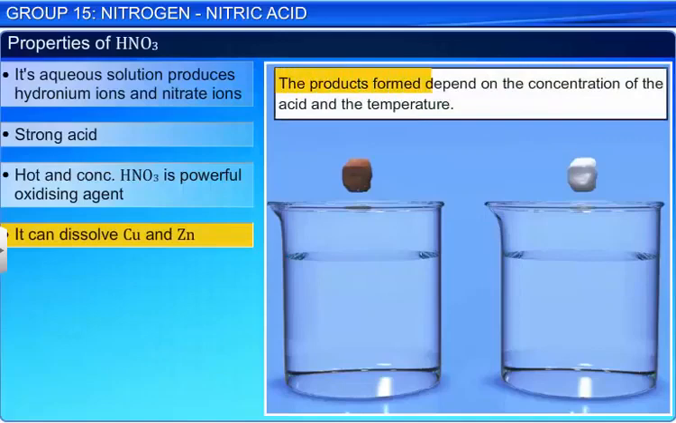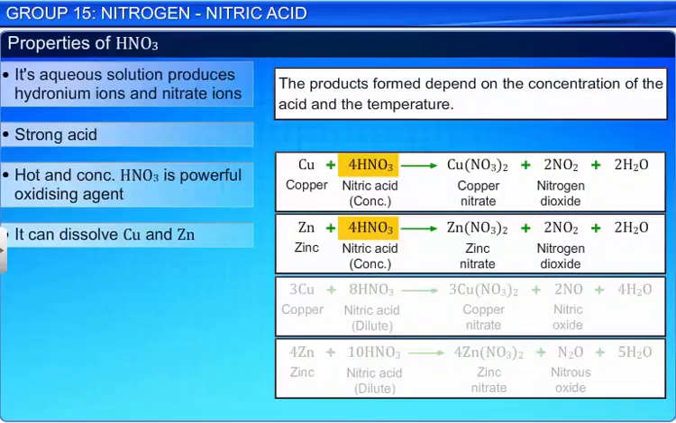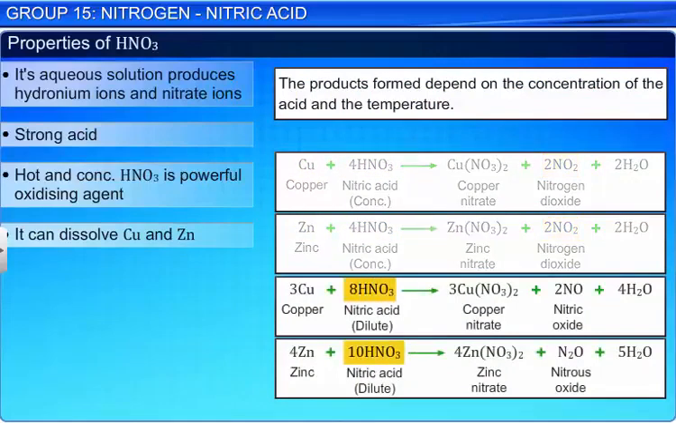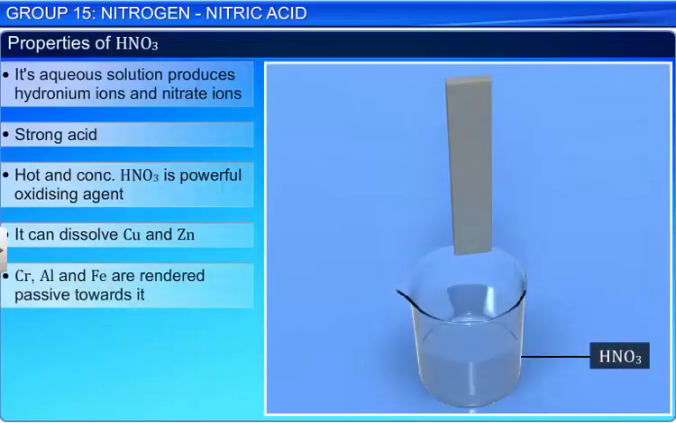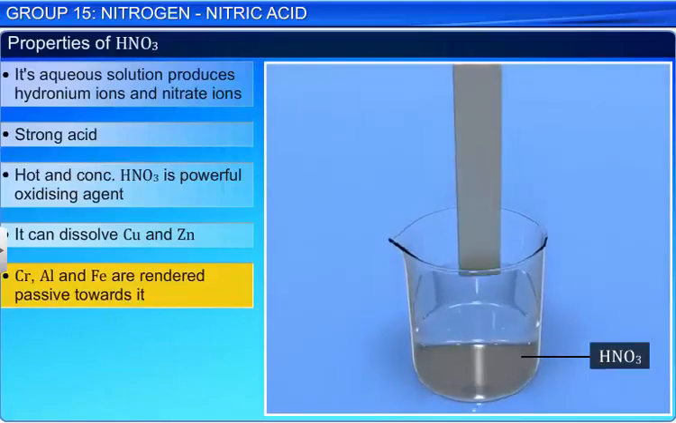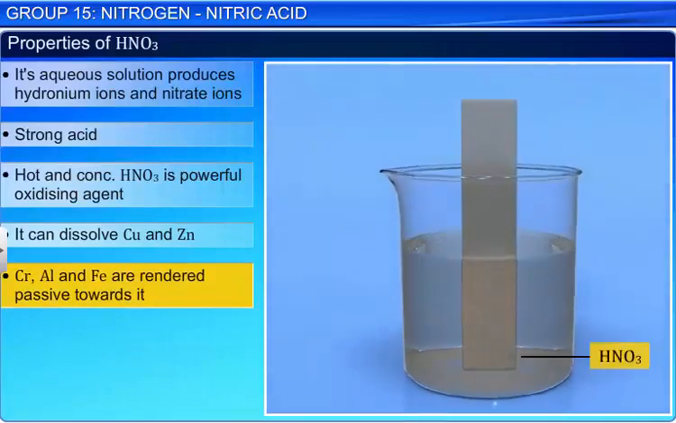The products formed depend on the concentration of the acid and the temperature. Concentrated nitric acid reacts with copper and zinc to give nitrogen dioxide. Dilute nitric acid reacts with copper to give nitric oxide and with zinc to give nitrous oxide. Certain metals such as chromium, aluminium and iron are rendered passive towards an attack by nitric acid.